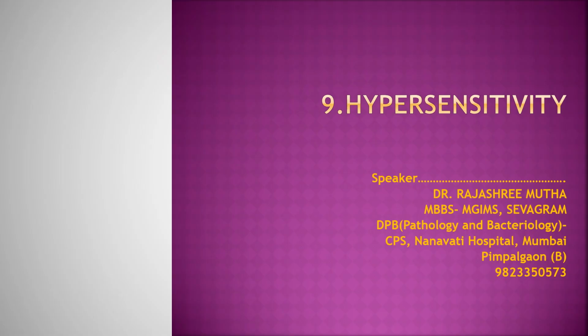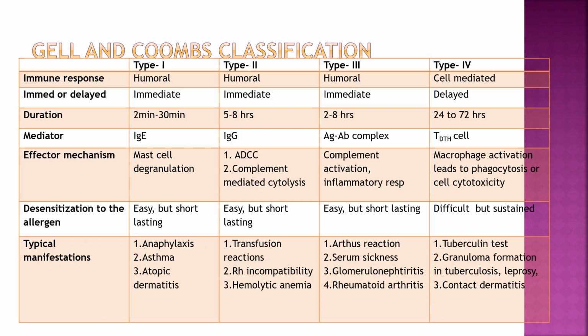Hello students, welcome to this session on hypersensitivity. Gell and Coombs classification. So there are a total of 4 types. Human immune response in type 1 is humoral, type 2 humoral, type 3 humoral, type 4 cell-mediated. Type 1 immediate, type 2 immediate, type 3 immediate, type 4 delayed.